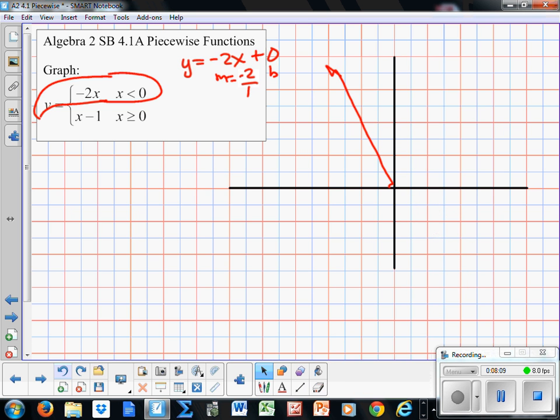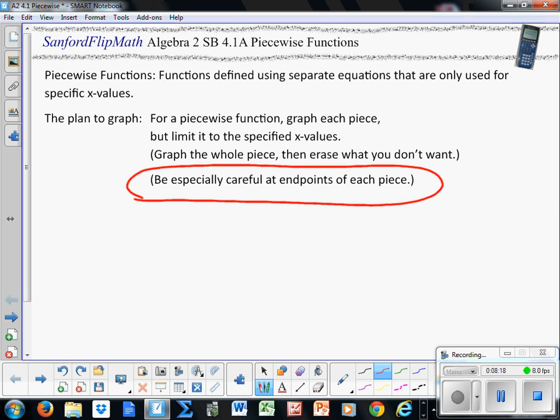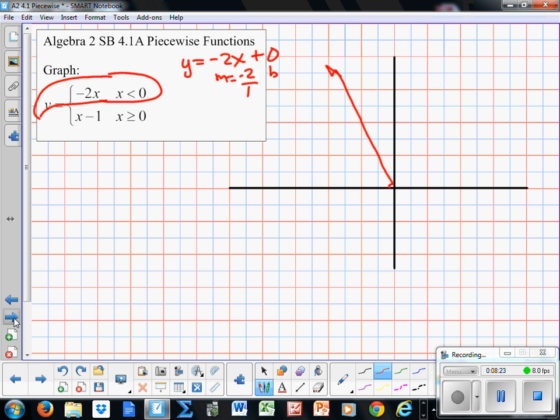So now, a quick little note here, and let me pop back to the first page. It says be especially careful at the endpoints of each piece. What I mean by that is this particular graph is supposed to start and stop at 0, but this says only keep this graph for x less than 0. So at 0 itself, it's not included. So I'm going to put an open circle there to show that this graph goes up to that point, but it's not going to actually touch that point. Okay, it doesn't include 0, but it includes everything to the left of it.